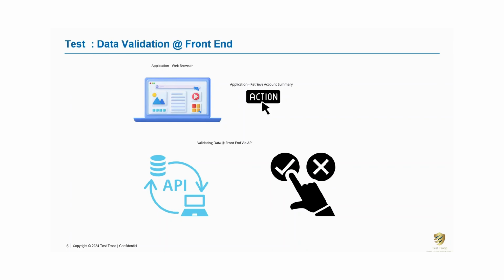Basically, this API is giving us a lot of information, but the information that is useful to us is the account summary. So we can compare the account summary from the API response with the account summary that is being displayed on the front end, and then we can mark the test as passed or not.